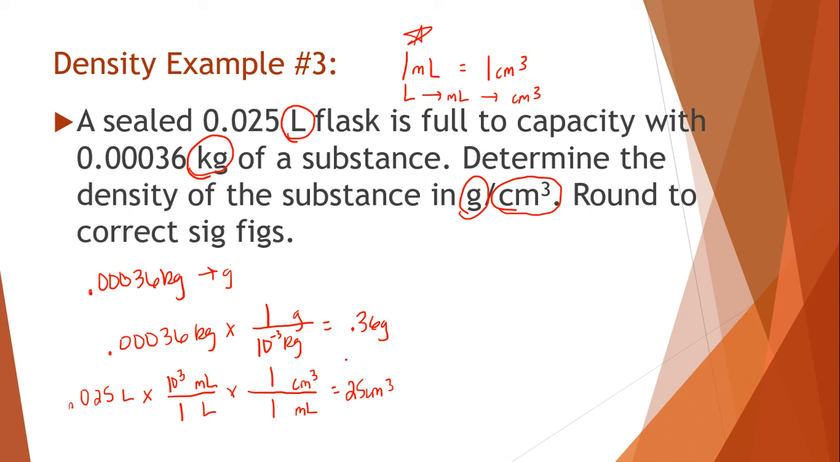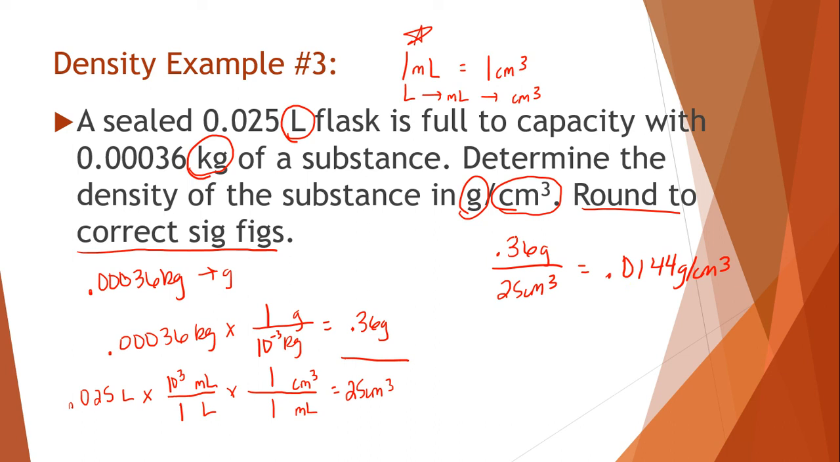Then all we have to do is divide between these two units. So 0.36 grams divided by 25 centimeters cubed, and your answer becomes 0.0144 grams per centimeter cubed. Can't stop there. Make sure you round to the correct number of sig figs. Here, this one only has, if we look at the problem, 2 sig figs. This one has 2 sig figs. The reasoning again is because leading zeros never count. That means my answer can only have 2 sig figs.